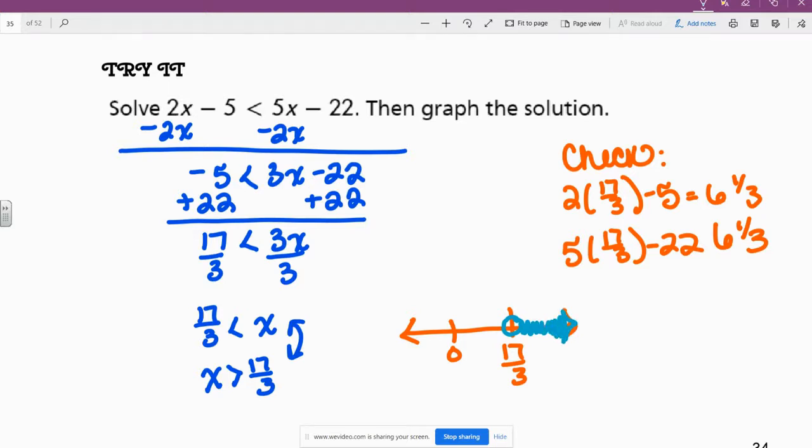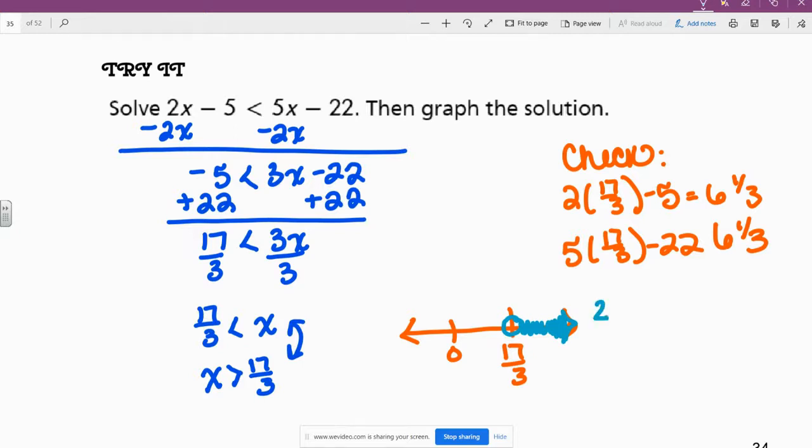Now, this time, like I talked about yesterday, I still like to check 0, which is faster. But when I check 0 this time, it better be false. And it should be false because if you notice, 0 is not shaded. So it's not a solution. So when I plug in 0, it should be a false statement because it's not a solution. Everything that's shaded is an actual solution.